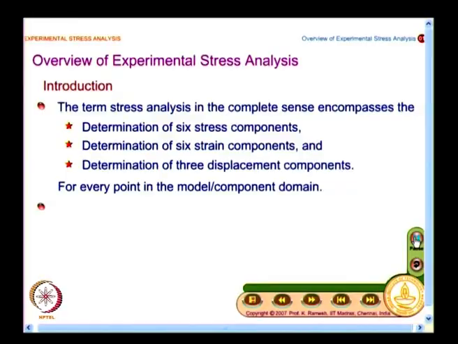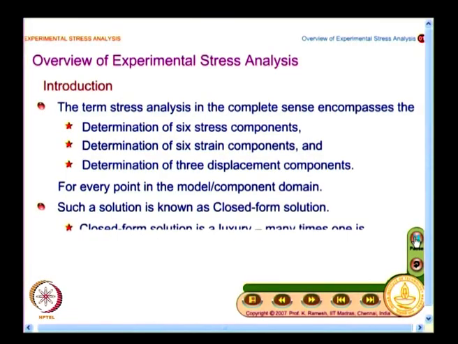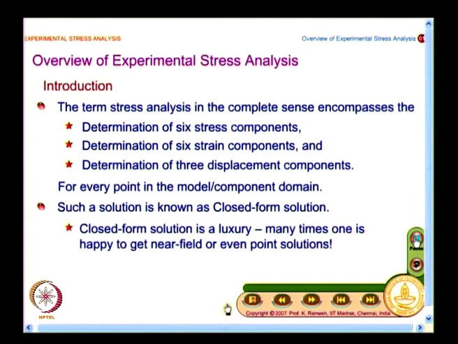And when you say this P by A, I know it everywhere and it is constant. Such a solution, where if I give the xy location I am able to find out the values of stress, I call a closed form solution, because at every point which I want to find out, I have the answer. Can you get a closed form solution for all problems? It is not so. It is only a luxury.